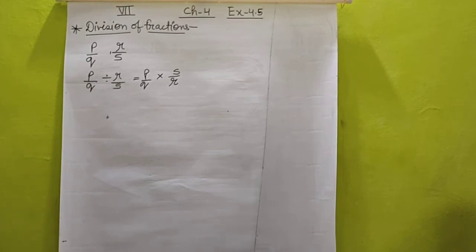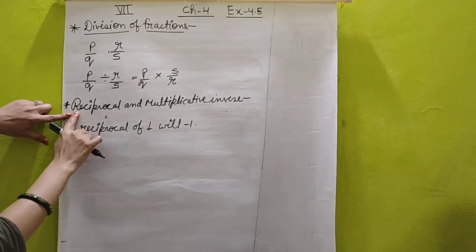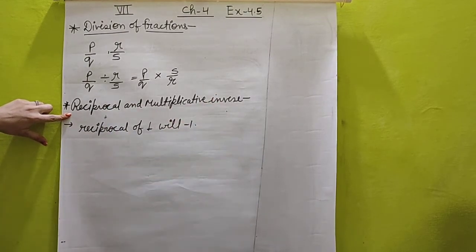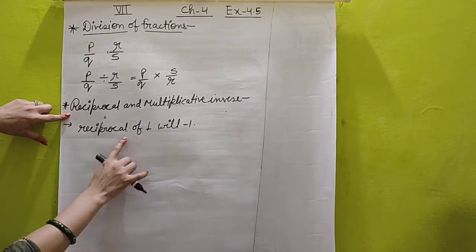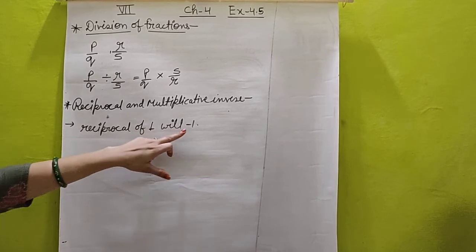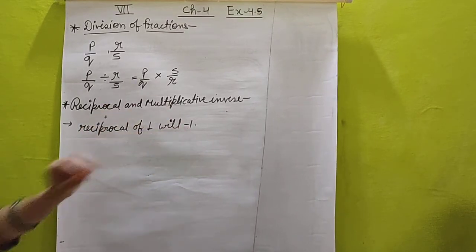Now one more small topic I am taking here: the reciprocal or multiplicative inverse of a rational number. Reciprocal means opposite. Multiplicative inverse means opposite. So suppose the reciprocal of 1 will be minus 1, because 1 has a positive sign, so its opposite will be minus 1.